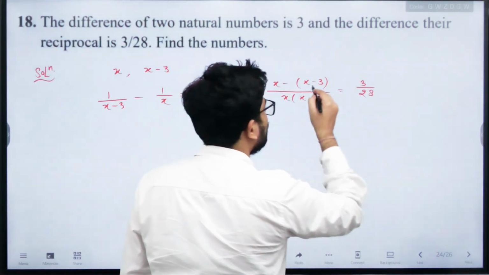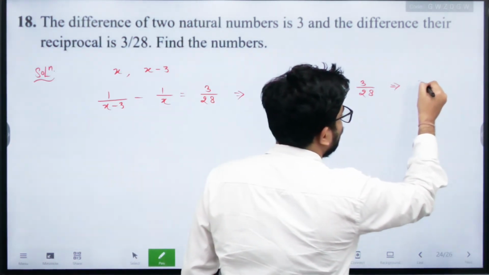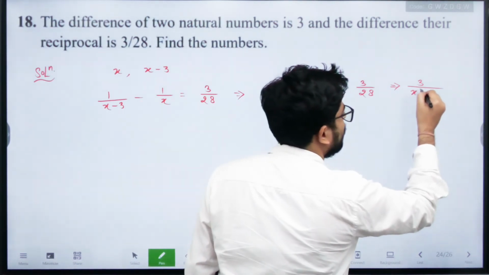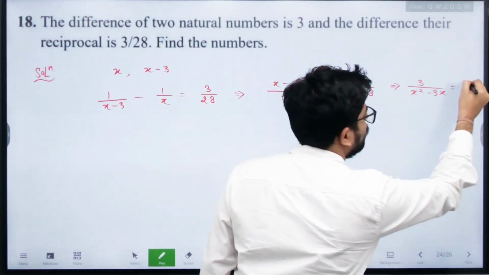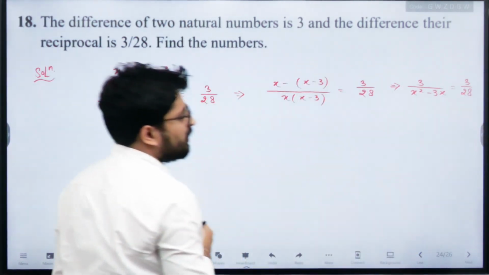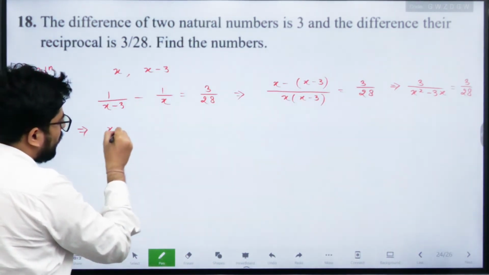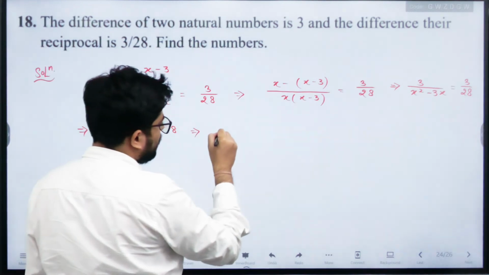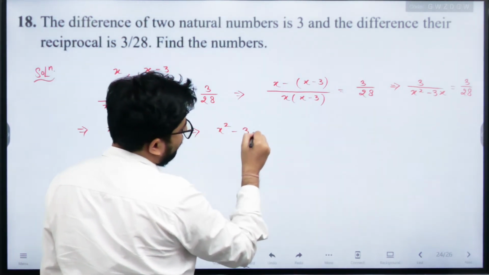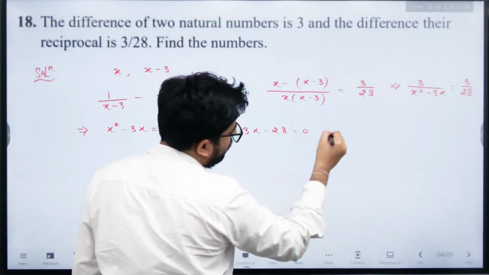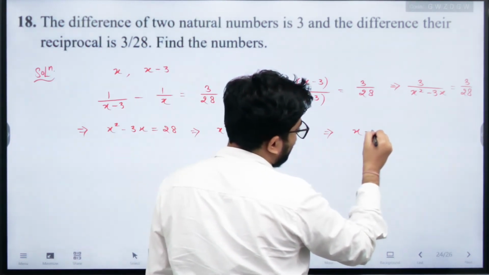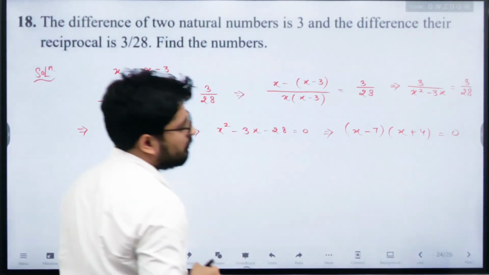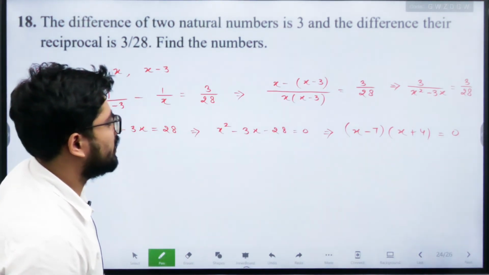Okay, so you can say this is 3 upon x minus x is 0, minus minus plus, so 3 upon x square minus 3x is equal to 3 by 28. So when you compare, you will get what? You will get x square minus 3x is equal to 28. So from here you can say x square minus 3x minus 28 is equal to 0. So from here you can say x minus 7 into x plus 4 is equal to 0. Okay, that is x square minus 3x minus 28 is equal to 0.